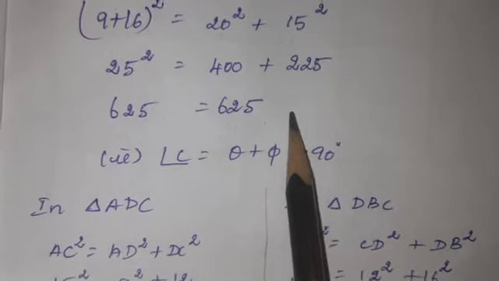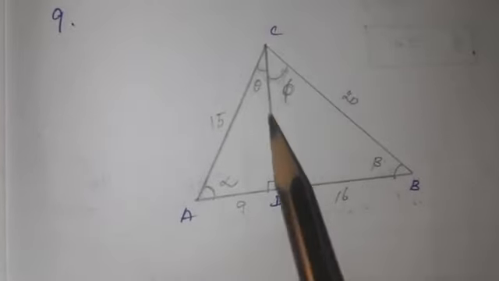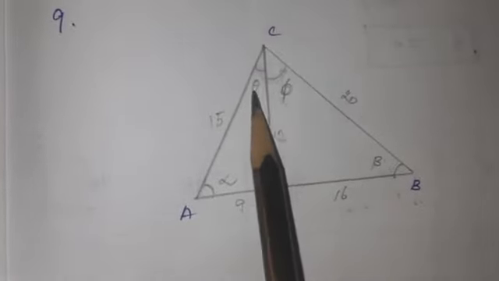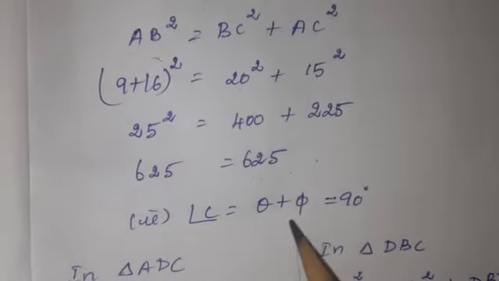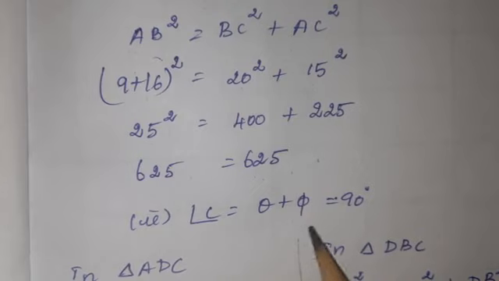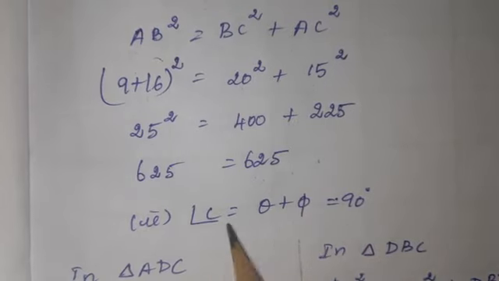That the Pythagoras theorem is proved means it is a 90 degree angle. That concept is that when we add the angles, theta plus phi is equal to 90 degrees. So we proved it. In our question they are asking that theta plus phi is equal to 90 degrees, that is, angle C is equal to 90 degrees. We proved that.